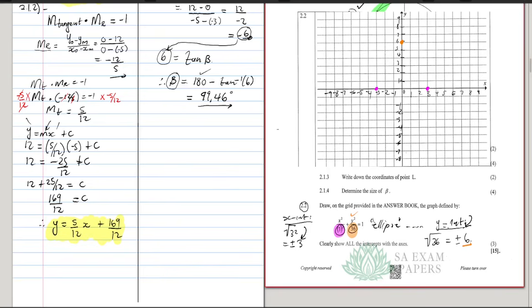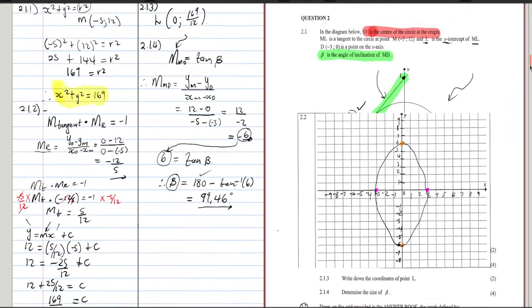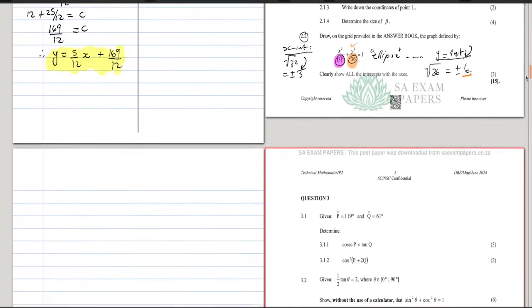And negative 6 right here. And then we connect everything. You don't connect by lines, you connect using curves like this. Not as perfect, but yeah, it sends a good message. Now that's 2.2 for question 2. That concludes question 2, and now we're gonna jump to question 3, which is a trigonometry question.